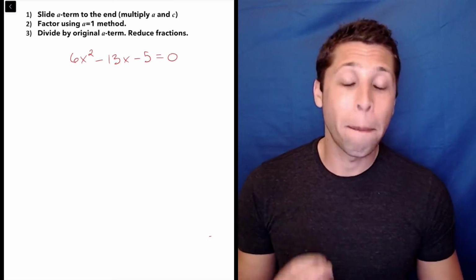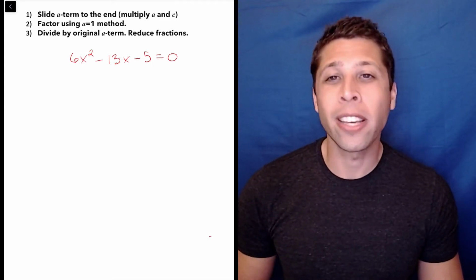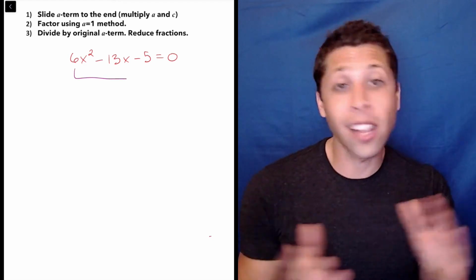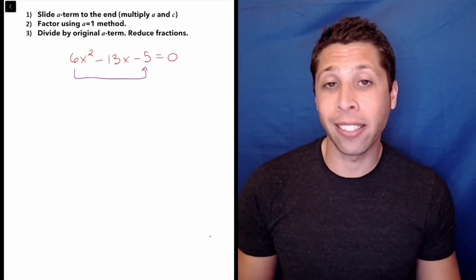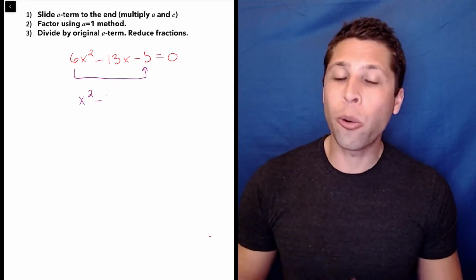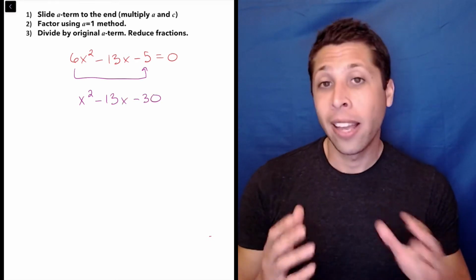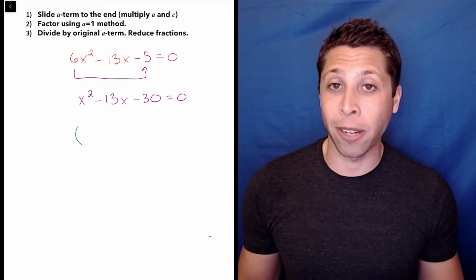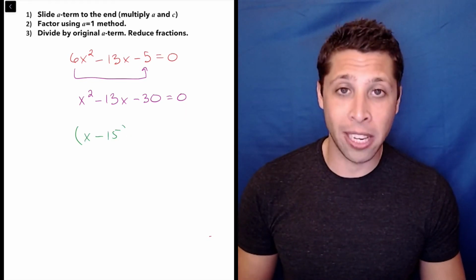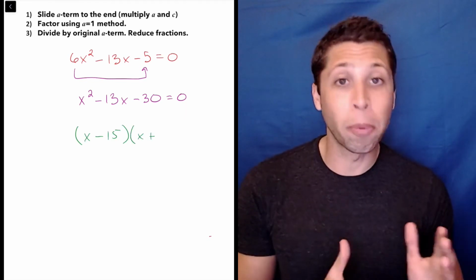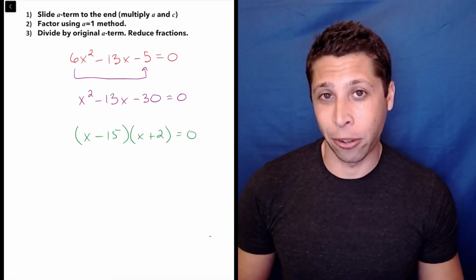6x squared minus 13x minus 5 equals 0. First, slide the 6 to the end by multiplying 6 and -5. Our new equation is x squared minus 13x minus 30. Next, we do a equals 1 factoring. The correct factors are -15 and +2. They multiply to -30 and add to -13.